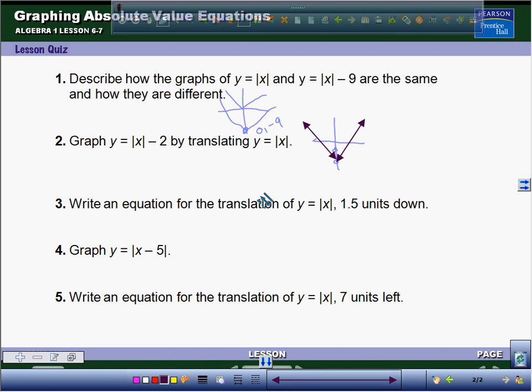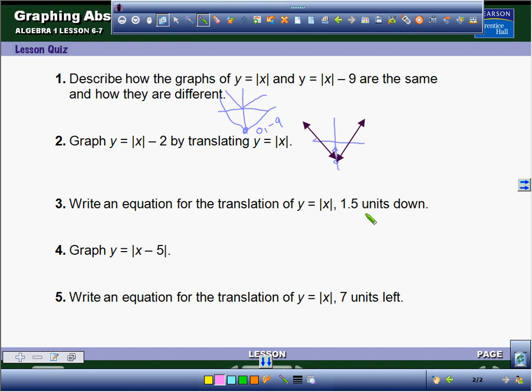Write an equation for the translation of y equals absolute value of x 1.5 units down. So now we're going the opposite direction. Now you have to come up with an equation from a sentence. Who can tell me that? Come on, Tony, tell me the equation. If I want to move it down 1.5 units, what would it look like? The equation? Yeah. Y equals absolute value of x minus 1.5. Perfect. Don't forget to put the absolute value in.